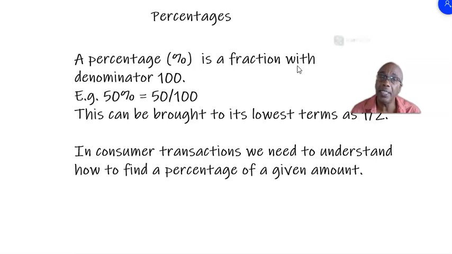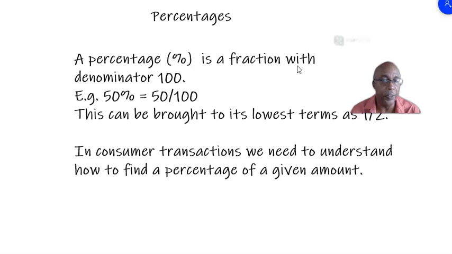So what is a percentage? It is a fraction, but it is a fraction with denominator 100. And because the denominator is 100, it simplifies the calculations involved. So for example, here I have 50%. What is 50%? It's a fraction, 50 over 100. That is how we write all percentages as fractions. We write the percentage given over 100.